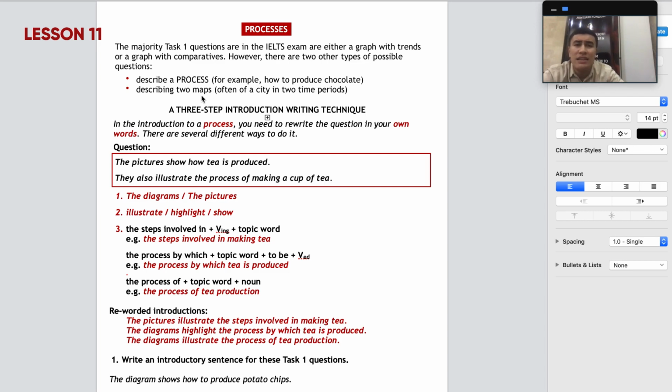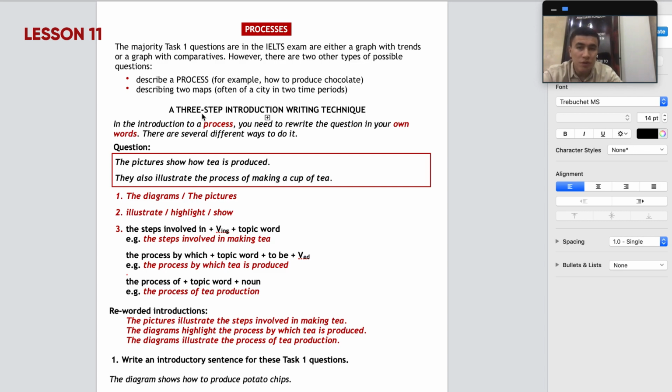For example 1995 and 2005, and of course you should focus on the changes. But we'll talk about maps later. Now let's focus on the process writing.